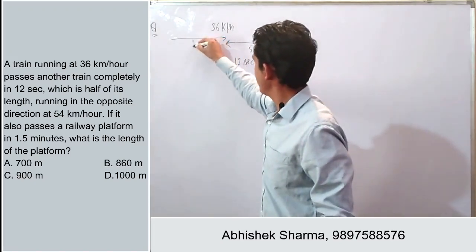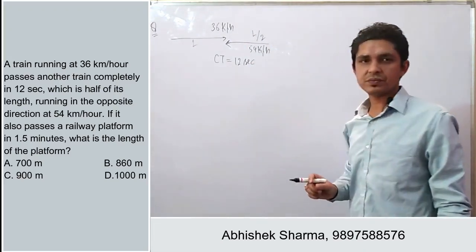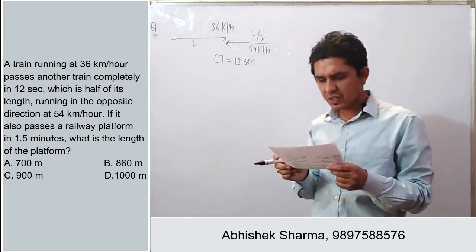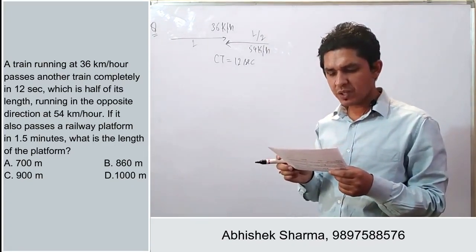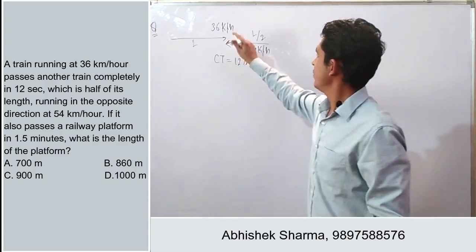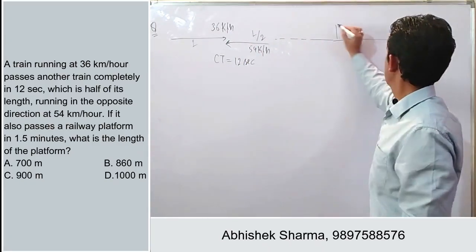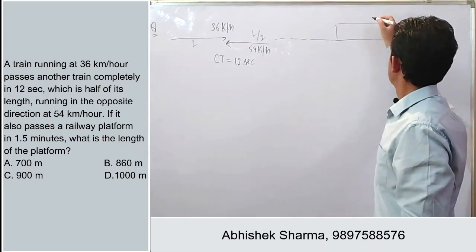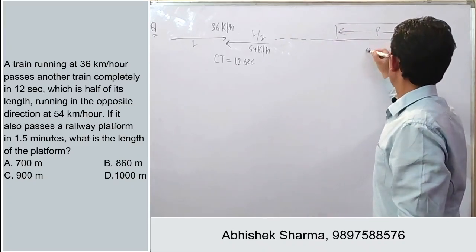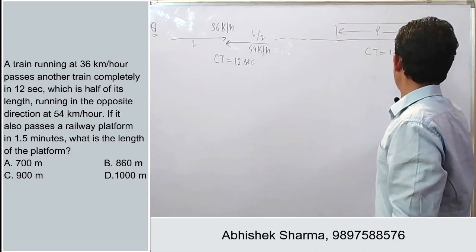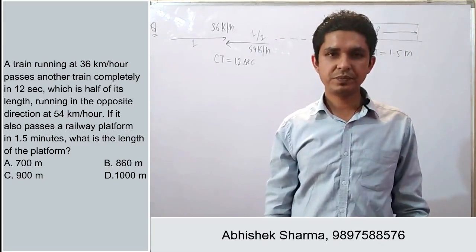That means if the length of this train is L, the length of this train will be L divided by 2. Right? Okay. Further, the question is saying it also passes a railway platform in 1.5 minutes. That means when this train moves further, it also passes a railway platform. We can call it P, the railway platform, and the crossing time here is 1.5 minutes. Right? Then what will be the length of the platform?